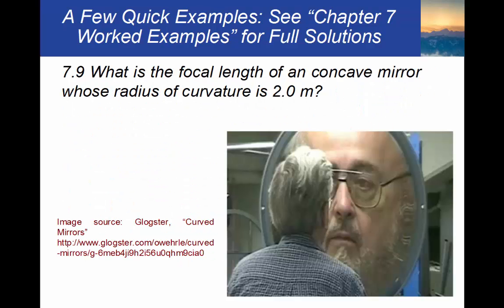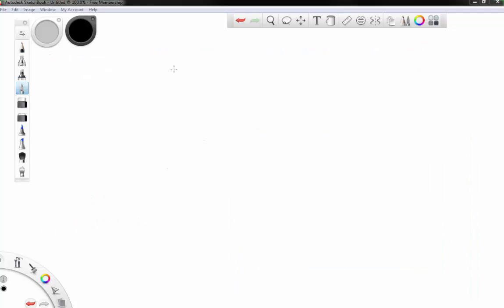So what we want to know is, what's the focal length of a concave mirror whose radius of curvature is 2.0? Okay, this basically means that you've taken a sphere which has a radius of 2.0 meters, and from that sphere you have sliced off a little edge, and that edge is what your mirror is going to be made out of.